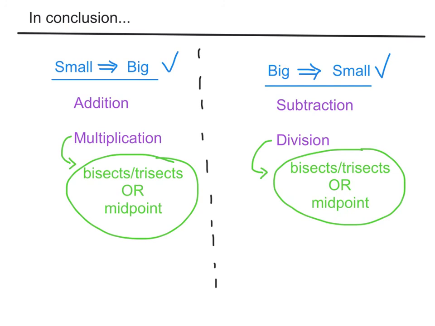Same thing holds on the other side. If you know that you are going from big angles to small angles or from big segments to small segments and you're not sure if it's subtraction or division, look for bisects, trisects, or midpoint. If you have two bisect statements, two trisect statements, or two midpoint statements, it's probably division.